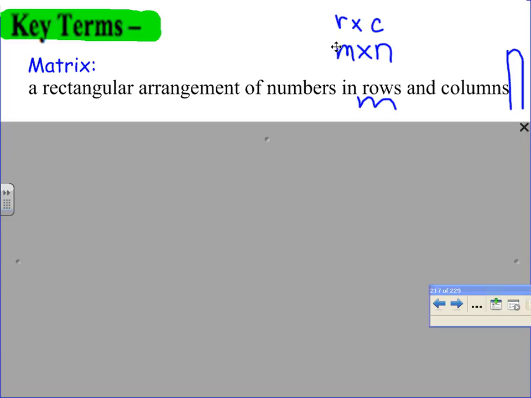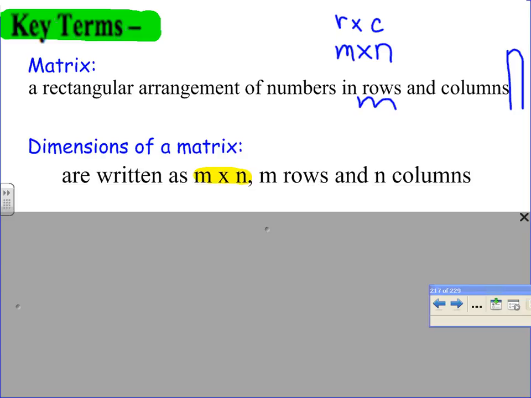So again, a matrix is always M by N. The variable M always represents the rows. The variable N always represents the columns in a matrix. So you're probably thinking, well, what does this all mean? Let me keep going here for a couple minutes, because I might have your question answered.